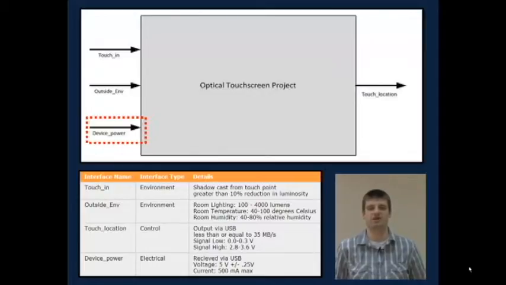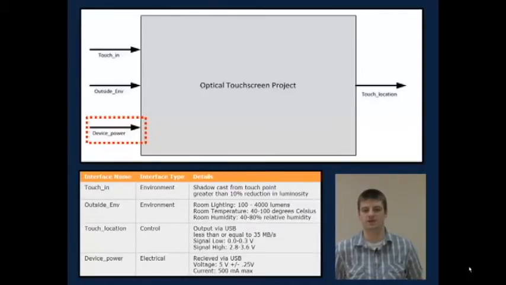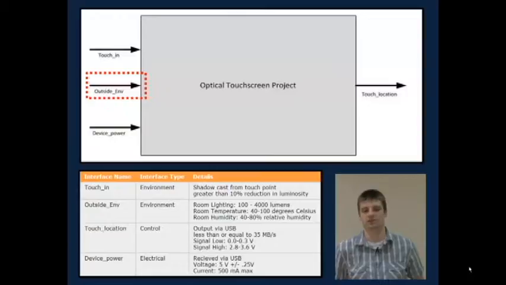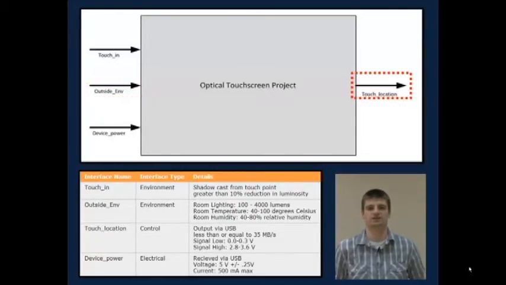The device is powered by USB, which runs at 5 volts plus or minus 1/4 of a volt, and a current of 500 milliamps. Other factors that may interfere with our device and thus need to be accounted for are room lighting, temperature, and humidity. The biggest environmental factor will be the lighting, which may interfere with touches and either cause false touches or cause actual touches to be missed. On the back end of our device is the touch location control signal, which will give the computer the necessary data to calculate a touch input.